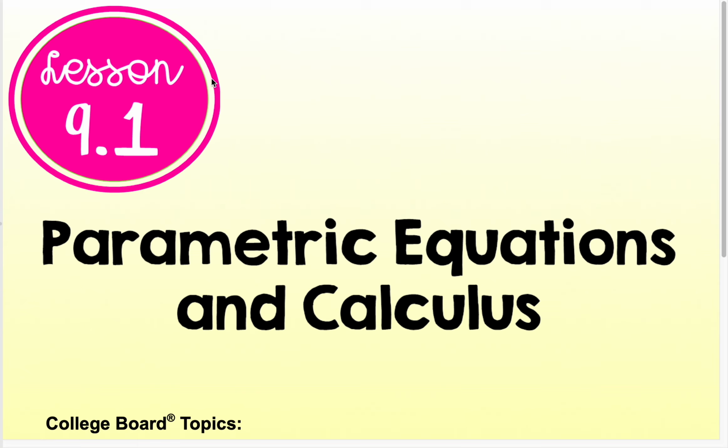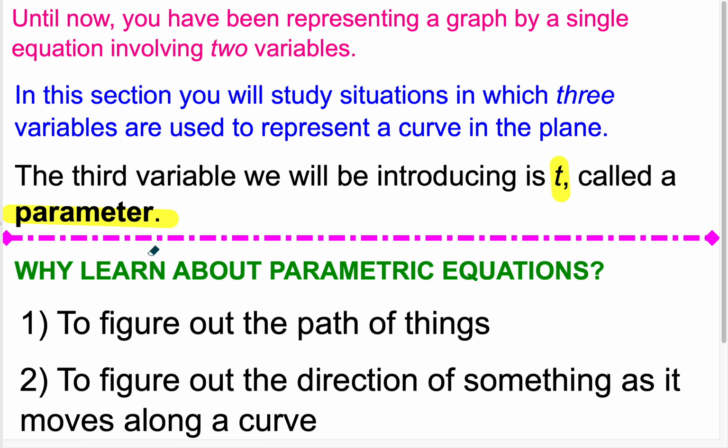So we're starting Unit 9 today, and our first lesson is on parametric equations and calculus. Until now, you have been representing a graph by a single equation involving two variables. In this section, you will study situations in which three variables are used to represent a curve in the plane. The third variable we will be introducing is t, called a parameter.